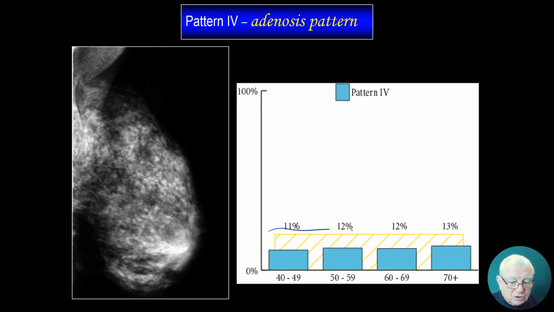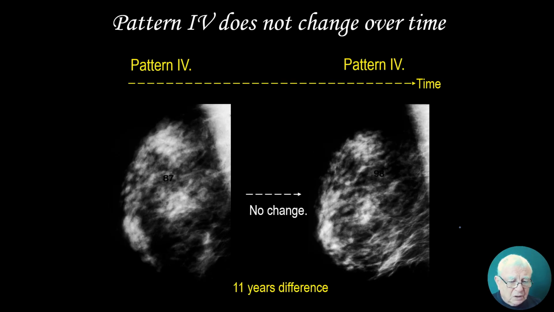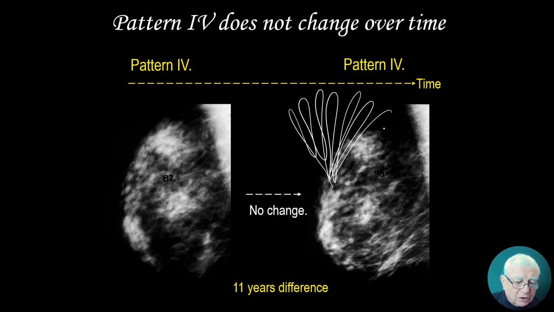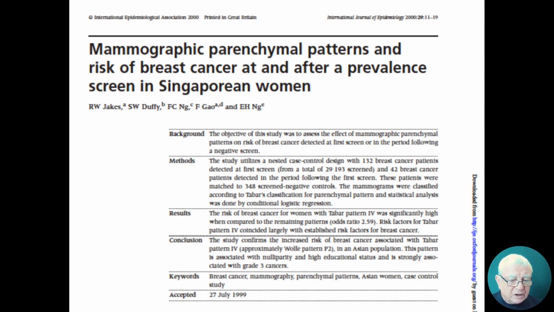Pattern 4 never changes. About 12% of the population has this. No change. Unfortunately, there are many more cells in these elongated larger number of acini. Cancer is the malignant proliferation of epithelial cells. If there are more epithelial cells, higher risk of getting a breast cancer. Indeed, also in Chinese women, our statisticians published that pattern 4 is not only a high risk of developing breast cancer, but also more poorly differentiated cancers develop in this pattern. Watch out with that one.